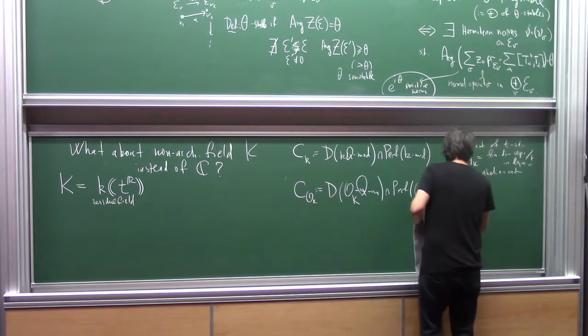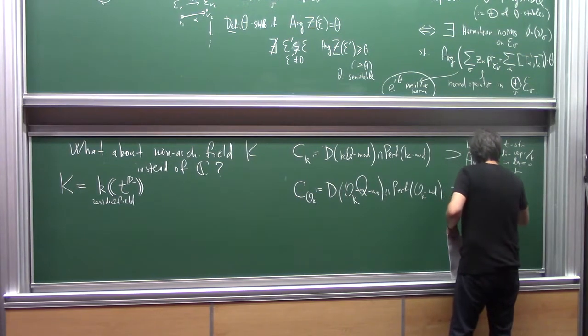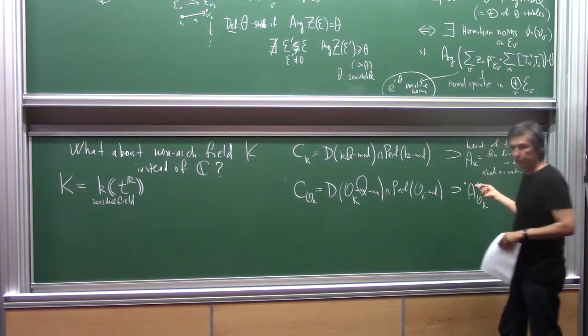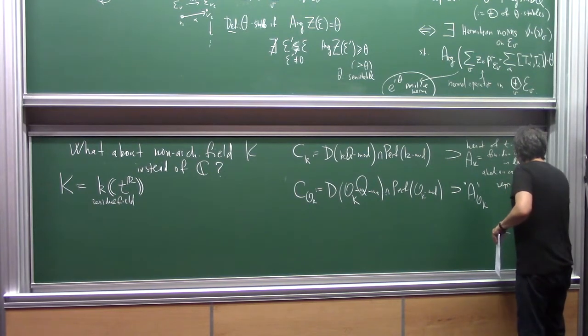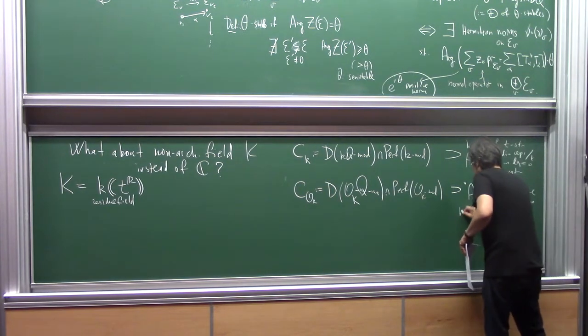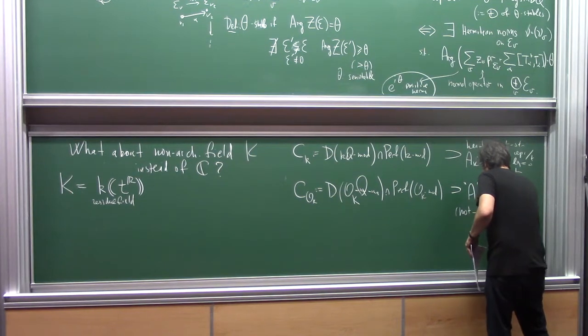And it contains AOK. It's not the heart of a t-structure. It will be representations in three finite rank OK modules. It's not abelian. This guy is not abelian.